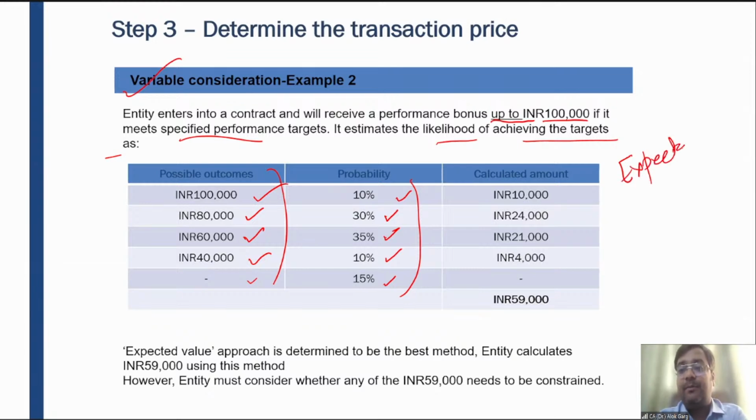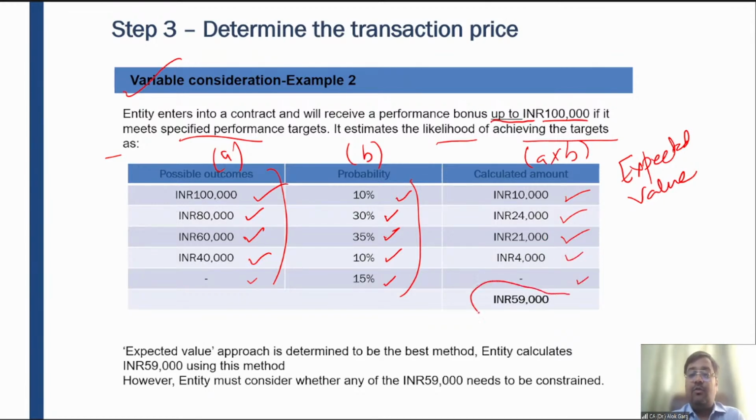Expected value is the best approach, which is the probability weighted approach. So we will multiply A into B for calculating the probability weighted approach. And going by the probability weighted approach, 1 lakh multiplied by 10%, 10,000. 80,000 multiplied by 30%, 24,000. 60,000 multiplied by 35%, 21,000. 40,000 multiplied by 10%, 4,000. 0 multiplied by 15%, 0. This total is coming out at 59,000.